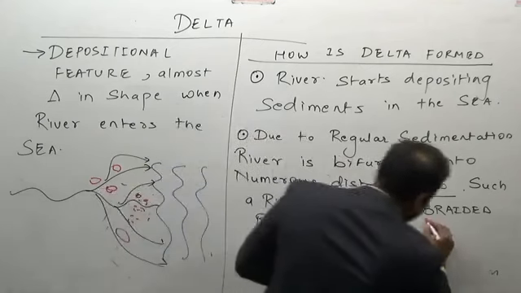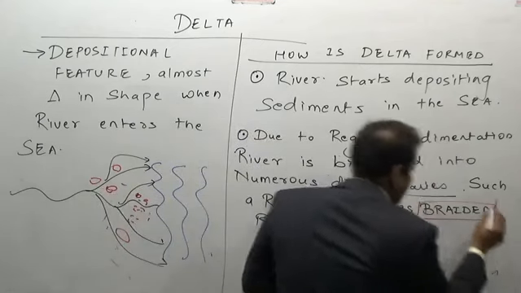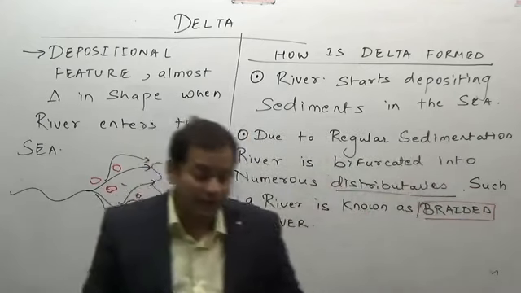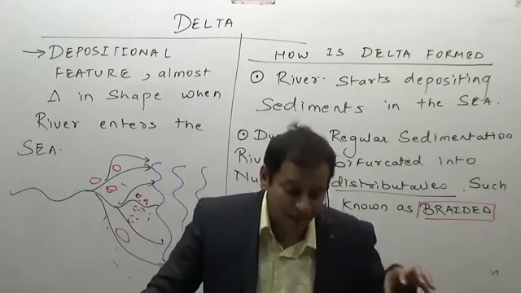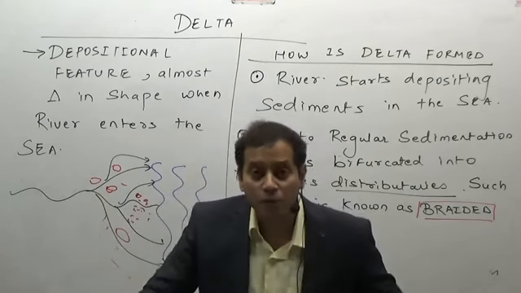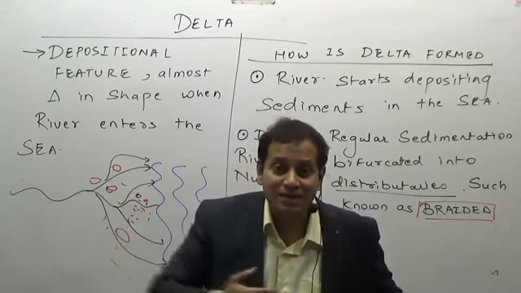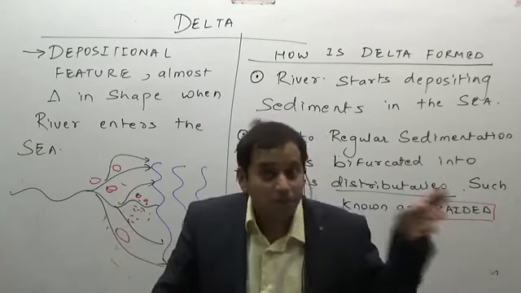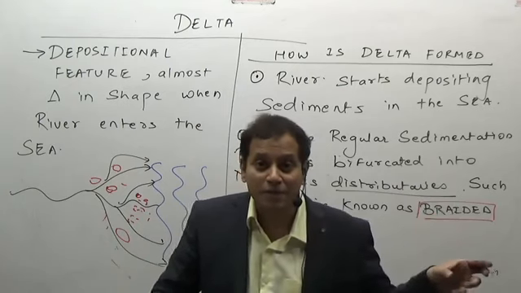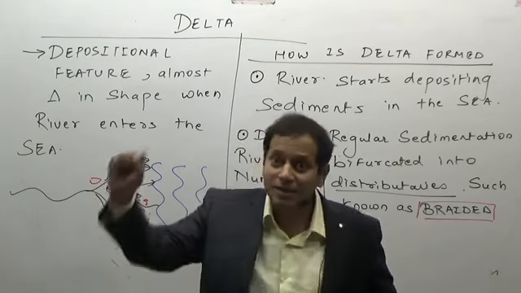So what is a braided river? It is not necessarily connected only with a delta. A braided river can be there even in the mature stage, even in the old age. A river which is divided into numerous channels is known as a braided river. The river Brahmaputra is the best example of a braided river. Open your atlas and see the map of the Brahmaputra.